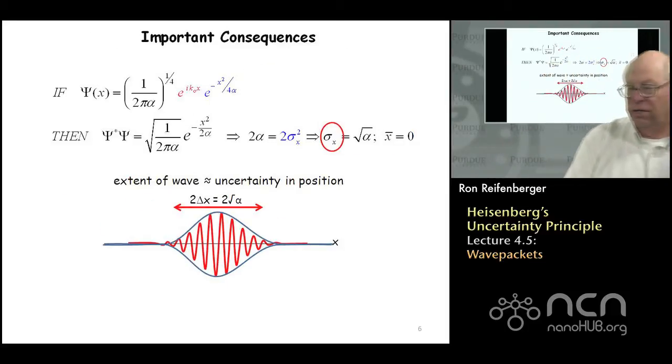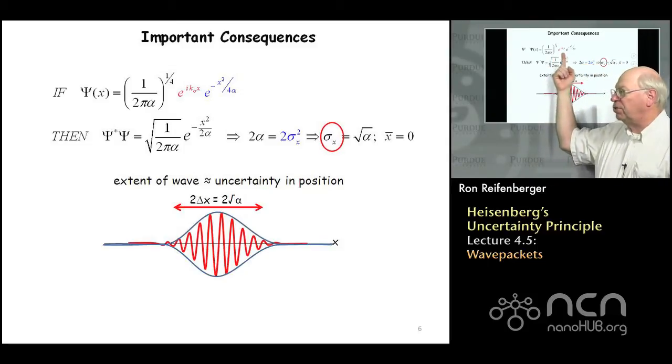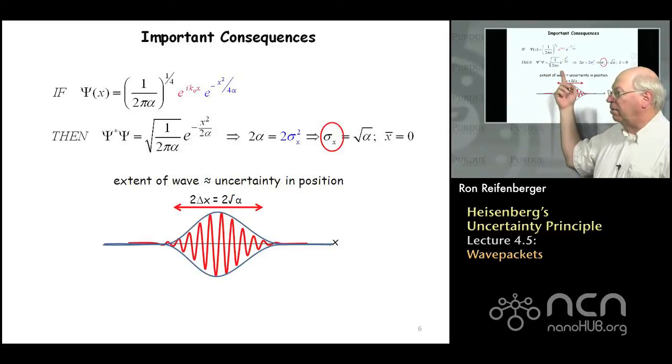The important consequence of this wave function is that if this is the wave function we choose to write, then the probability density associated with that wave function is going to have this Gaussian probability distribution factor, e to the minus x squared over 2 alpha. This simply follows because when I take psi psi star, the free particle part of the wave function drops out, and I'm left with just the square of the normalization constant, and then I have to square the Gaussian function to get this e to the minus x squared over 2 alpha.